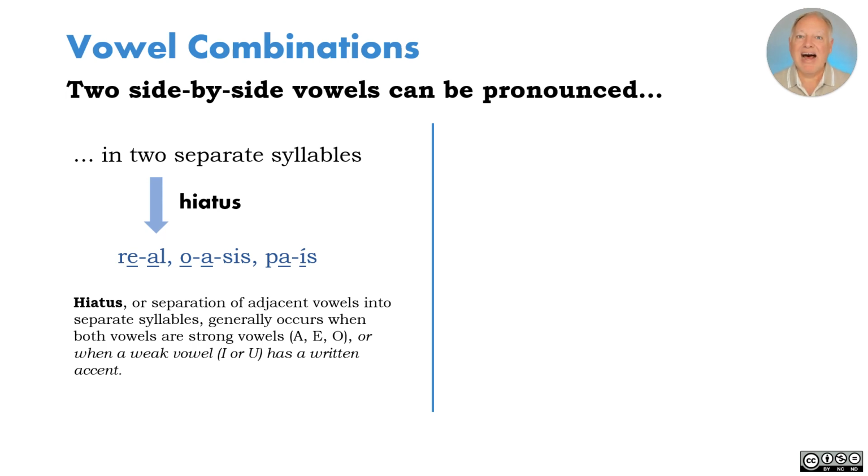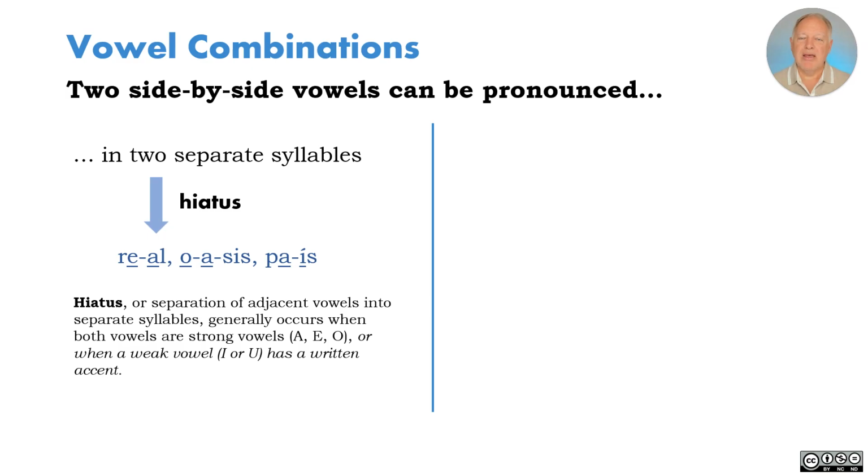Those 2 vowels will be pronounced in 2 separate syllables, what is known as hiatus, a break. Separating those adjacent vowels into separate syllables generally occurs when both vowels are strong vowels, so a, e, o, otherwise known as mid vowels or low vowels, or when a weak vowel, such as an i or an u, a high vowel, has a written accent.